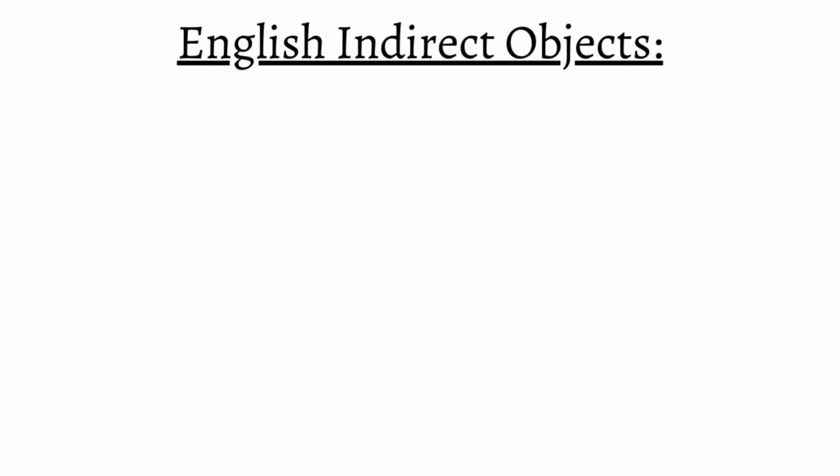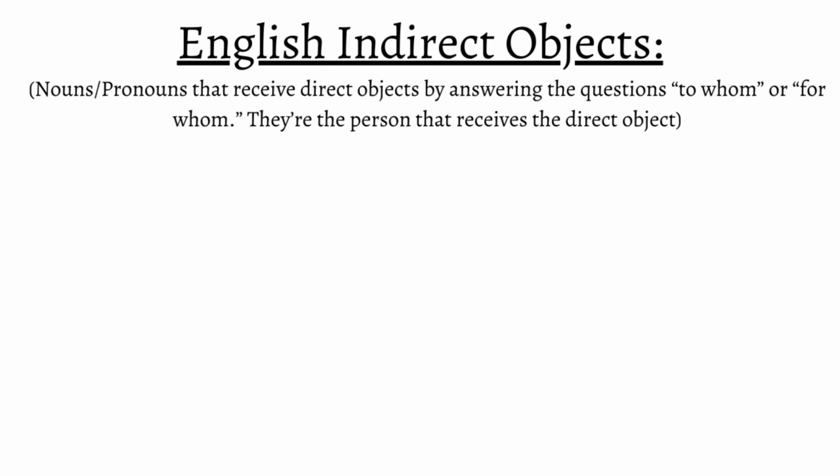Indirect objects in English are nouns or pronouns that receive direct objects by answering the questions to whom or for whom. Indirect objects are the person or thing that receives the direct object, and because they do so, they're always used with direct objects in sentences.